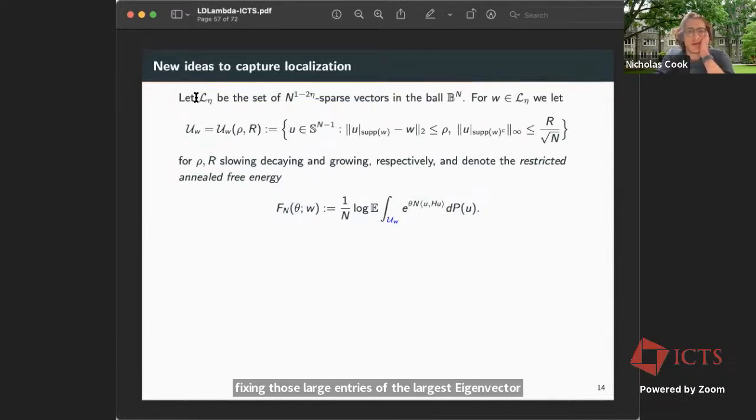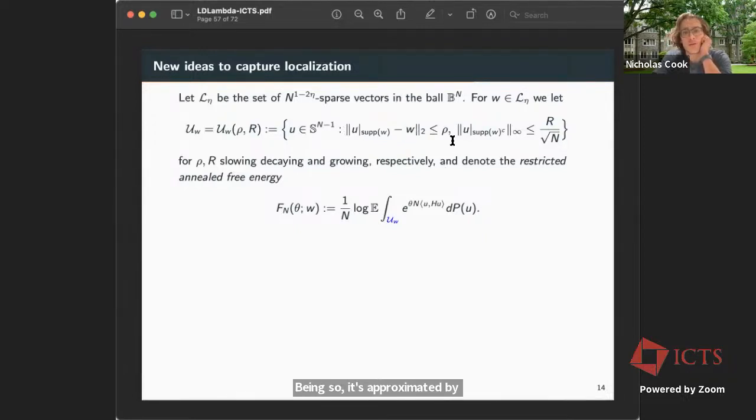Okay, so I'll write L eta for the set of n to the 1 minus 2 eta sparse vectors in the ball. These will approximate the large entries of the largest eigenvector. And so for a fixed vector in this set, we're going to consider free energies that are restricted. So we're not going to integrate over the whole sphere. We'll just integrate over this section of the sphere where we've essentially fixed the vector on this small support, so it's approximated by W on its support.